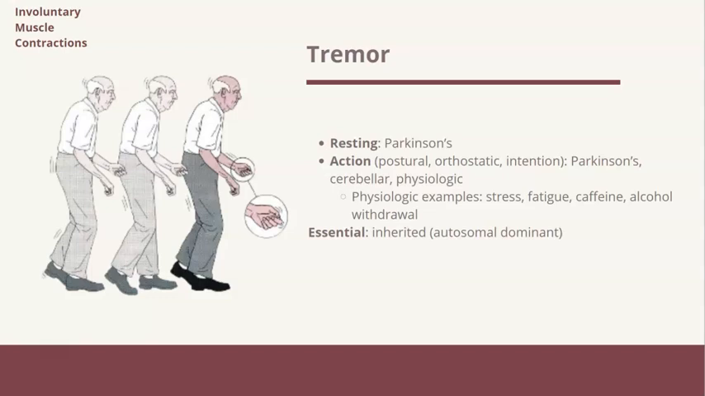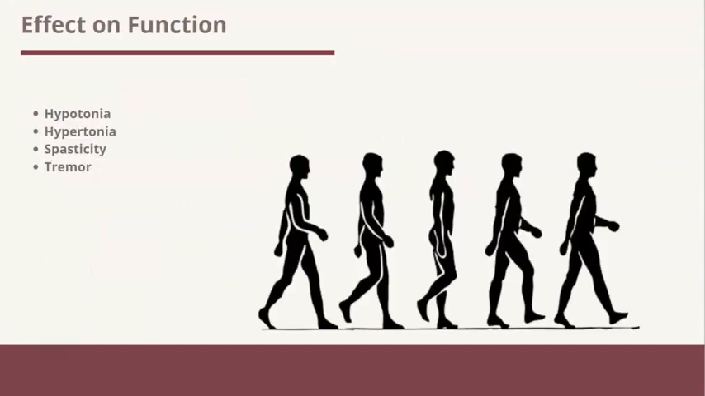And lastly, we have an essential tremor, which is actually inherited. And this tremor kind of happens all of the time. It's mostly seen in the hands, but it can actually affect the head and the voice as well. So I want you to pause for a moment and think about some of these involuntary muscle contractions and how they can affect function.